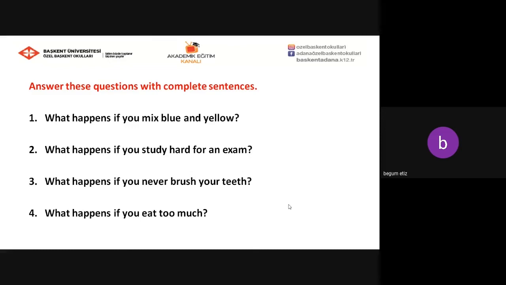What happens if you mix blue and yellow? Second one. What happens if you study hard for an exam? Next one. What happens if you never brush your teeth? Last one. What happens if you eat too much? Just think about it and then answer these questions with complete sentences.